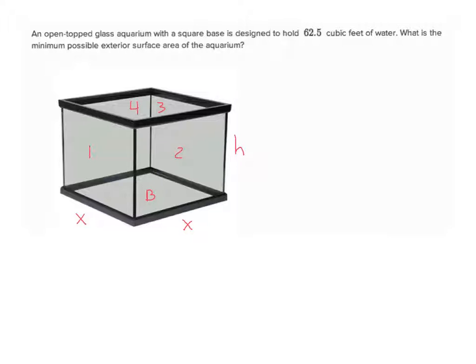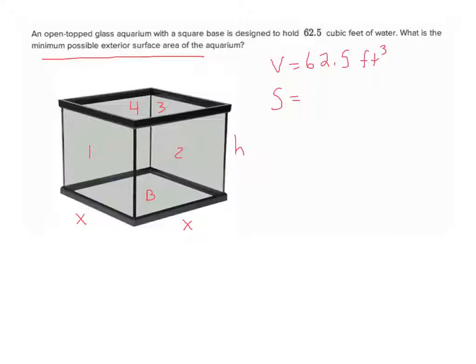Now it says it's an open top glass aquarium with a square base, and its volume is what? 62.5. Very good. Its volume is 62.5 cubic feet of water. So they tell you the volume, but they want you to minimize the what? The surface area. So what we need to do is extract a formula for the surface area of this aquarium. Okay? I'm going to call the surface area S.